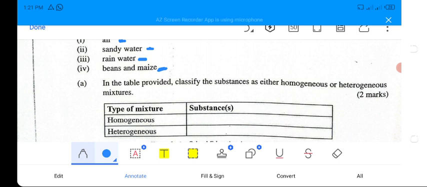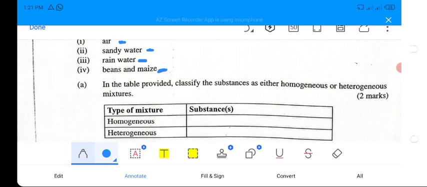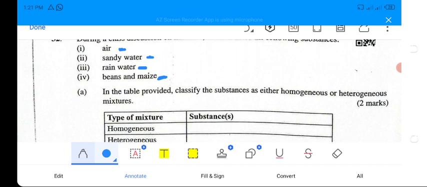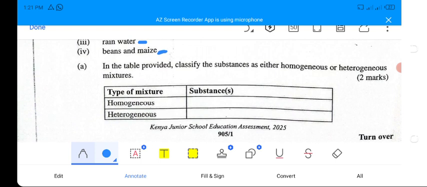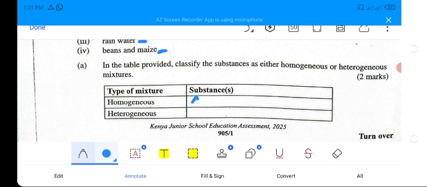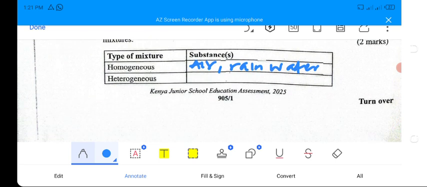Question A. In the table provided, classify the substances as either homogeneous or heterogeneous. So homogeneous substances, these are substances that when mixed, they form a uniform mixture. No layers are formed in a homogeneous mixture. So from the list that we are given, number 1 is air, and number 2 is rainwater. So these are homogeneous mixtures.